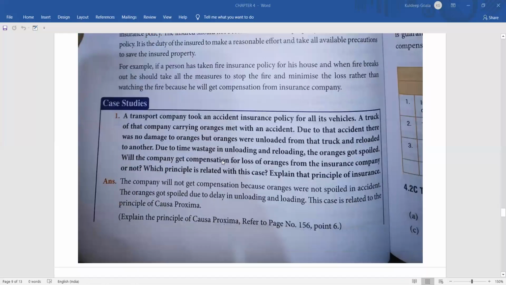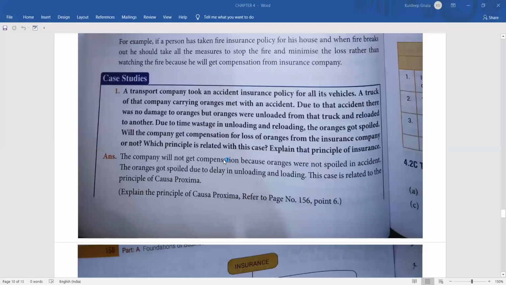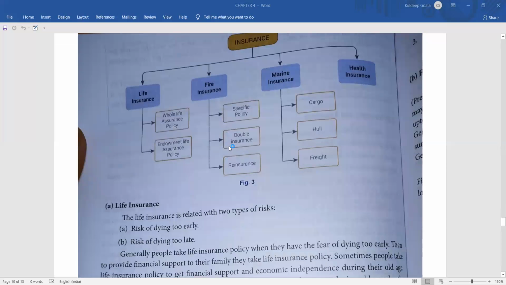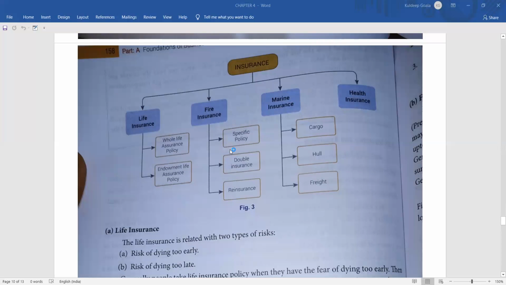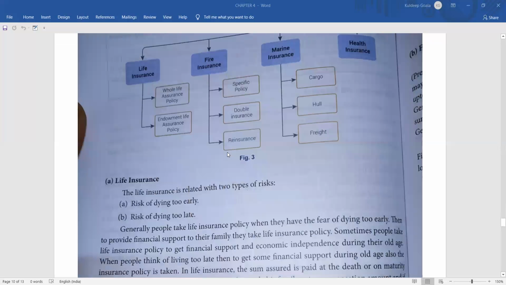Then let's go to the next point. What are types of insurance? So basically, we have got four types of insurance. First one is life insurance, then the next one is fire insurance, then marine insurance, and last one is health insurance. So one by one we'll see about that.